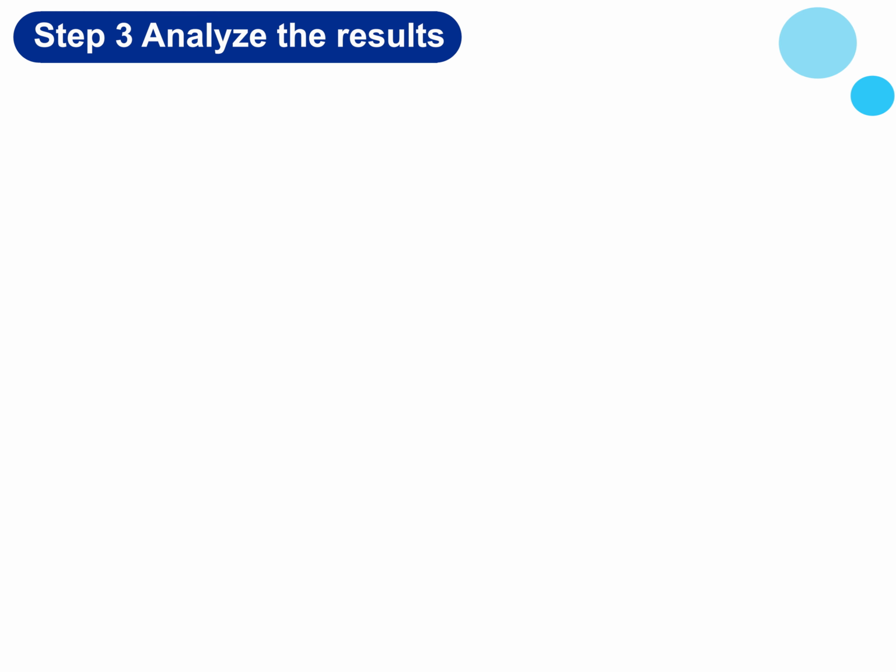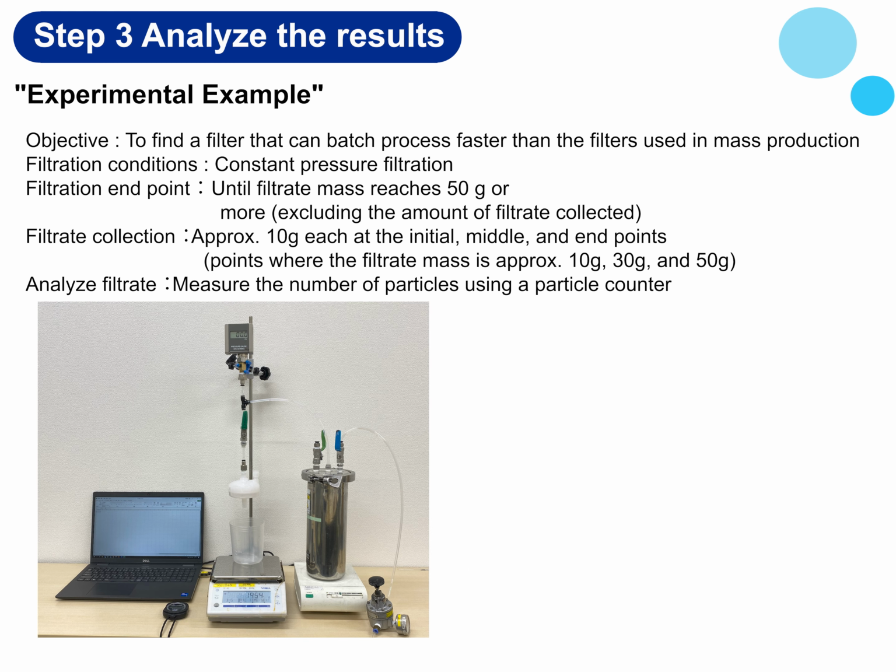Step 3. Result analysis. Finally, an analysis of the experiment results will be presented with an experimental example. The purpose of this study is to investigate new filters that can be batch processed faster compared to the reference filter currently used in mass production. 2 types of filters are selected as candidates and small volume filtration experiments are conducted. In terms of scale conversion from the mass production line, the volume of one batch of mass production was 50 grams on the test filter scale, so we decided to perform filtration of more than 50 grams and collect filtrate around the mass meter values of 10, 30, and 50 grams.